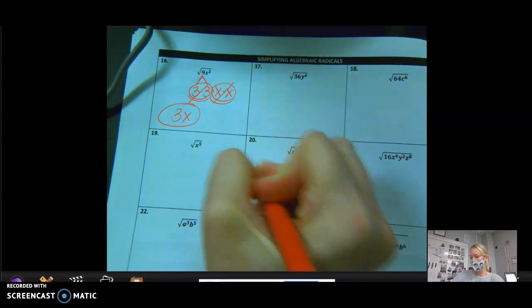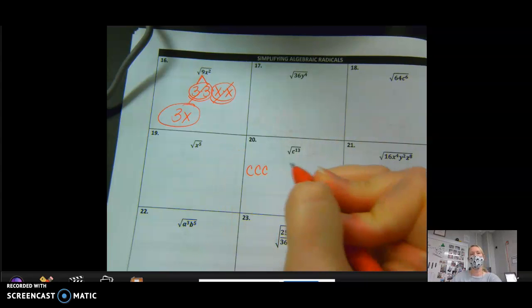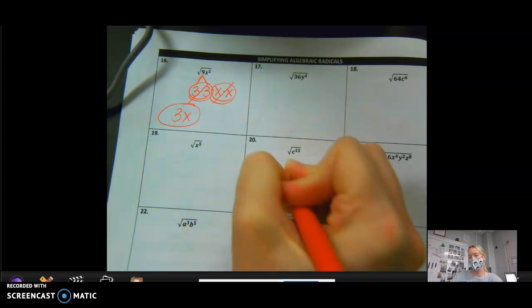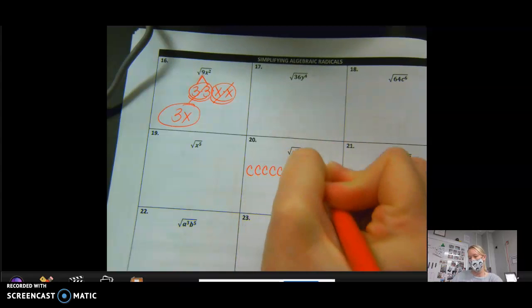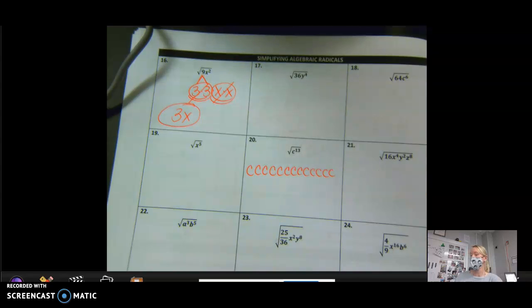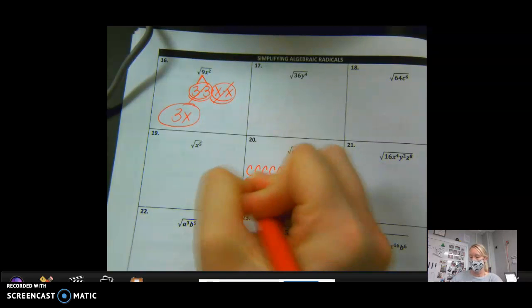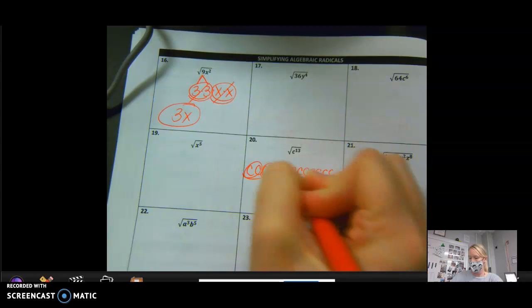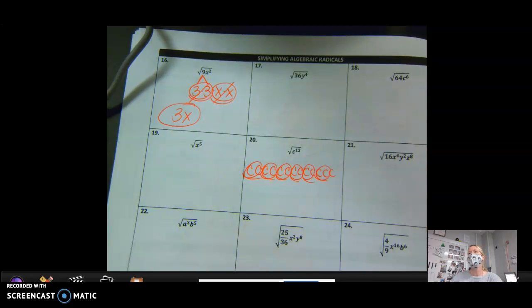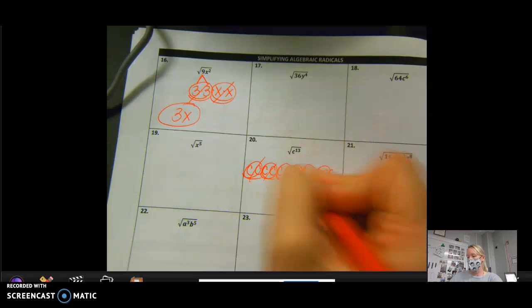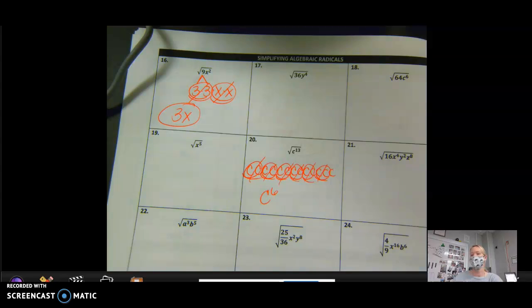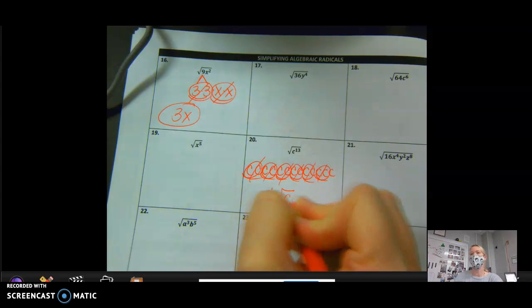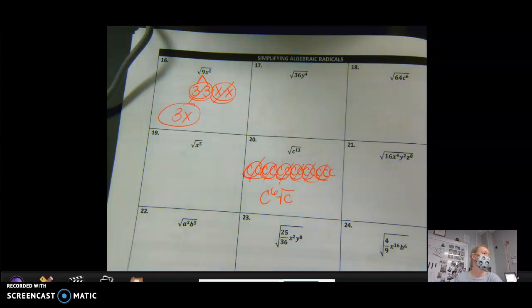Let's look at 20. How many C's do I have there? 13. So I'm literally going to write out 13 C's. And then I'm hoping that you guys get to the point where you don't have to write these out, but I want you to see the pattern. Okay. How many pairs do I have here? 6. So how many C's do I take out? So C to the 6. What is left over? So square roots of C. So C to the 6, square root of C.